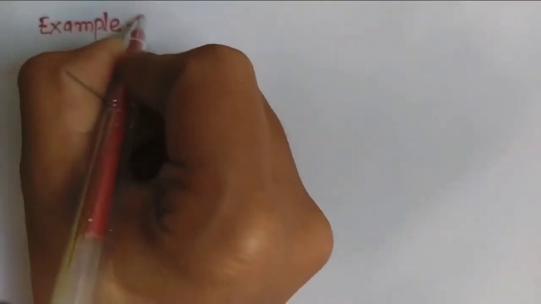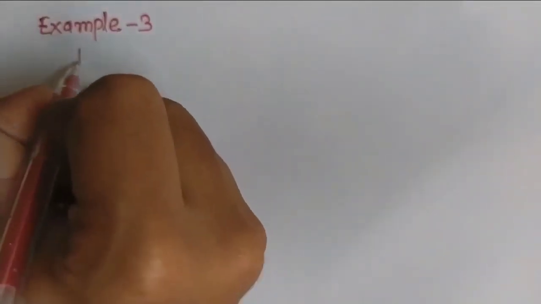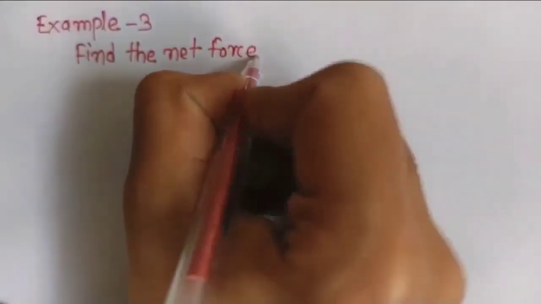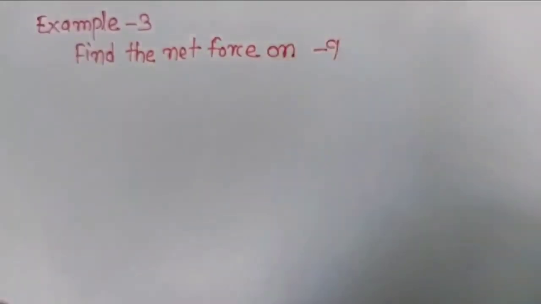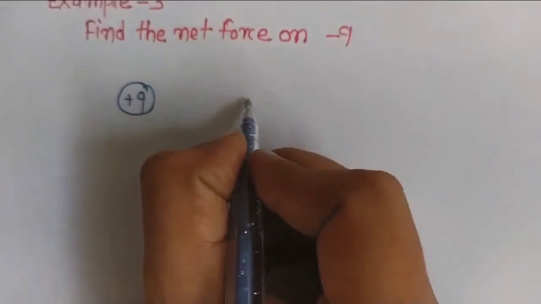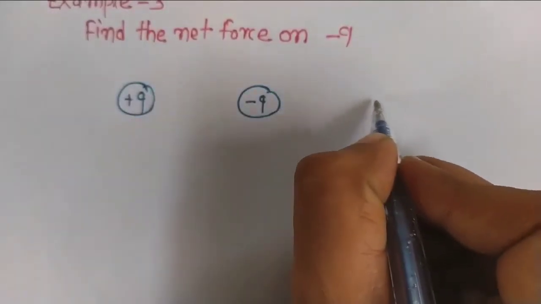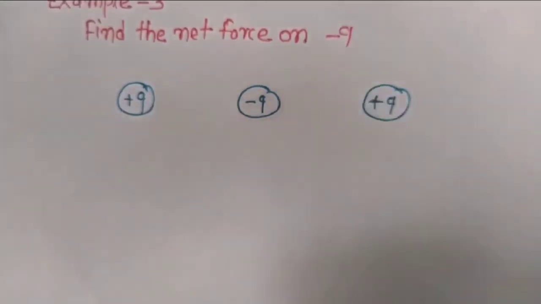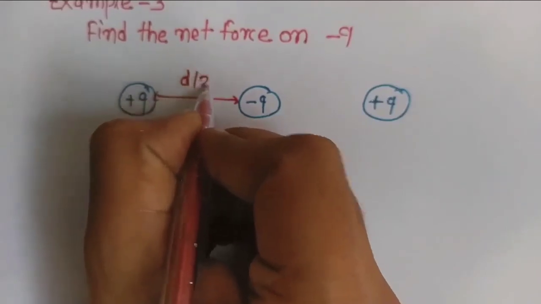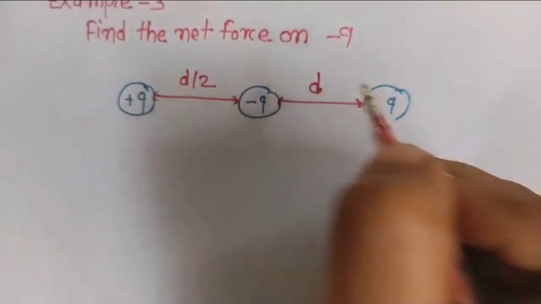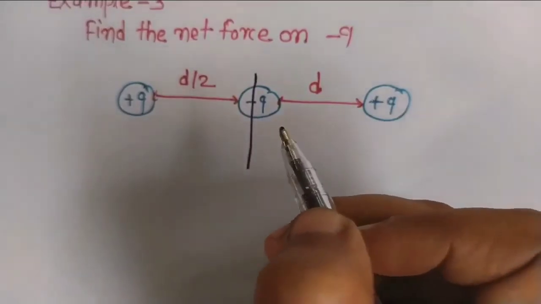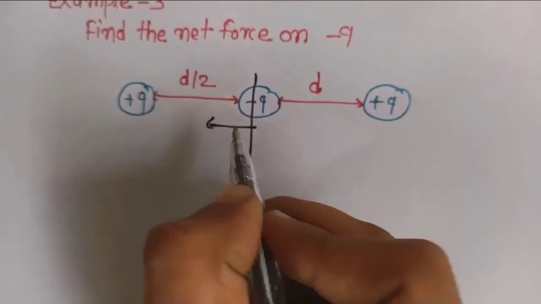Example number 3. Find the net force on the minus Q. We have charges plus Q, minus Q, and plus Q. The distance between plus Q and minus Q is D by 2, and between minus Q and plus Q is D. We have to find the force on the charge minus Q due to this first charge.